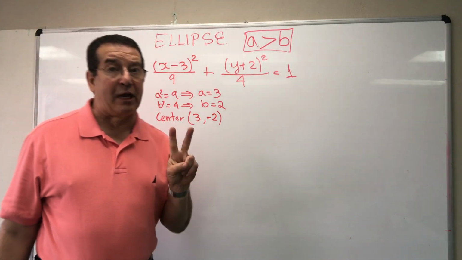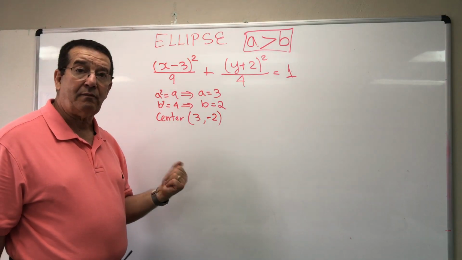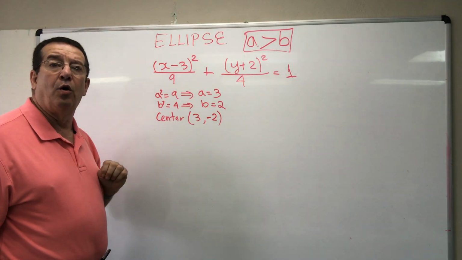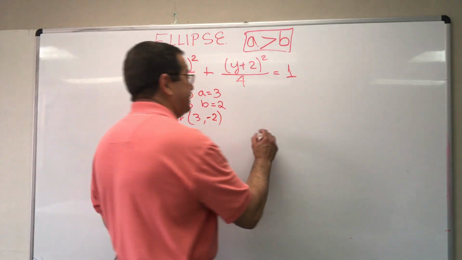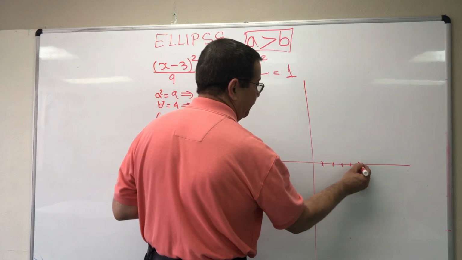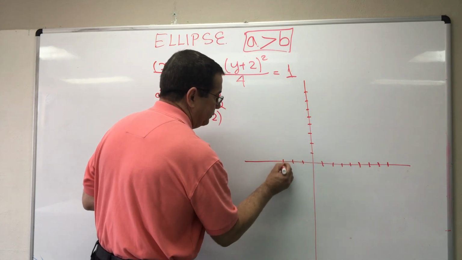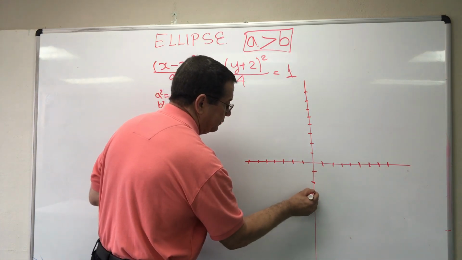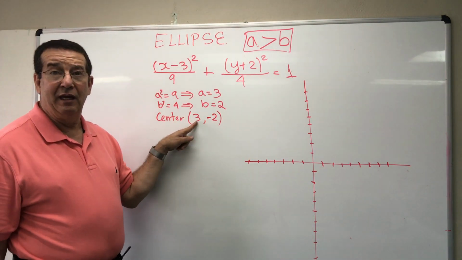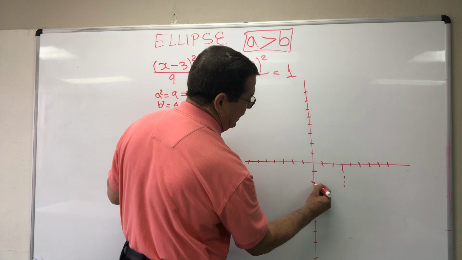Now, my second question. Is this ellipse horizontal or vertical? Because a squared is in the denominator of the x, it is horizontal. Yes or no? I'm going to create my coordinate system here, 1, 2, 3, 4, 5, 6, 7, 8. This is my coordinate system. The center is (3, -2). Now it's 1, 2, 3, and negative 2 is here. This is my center.